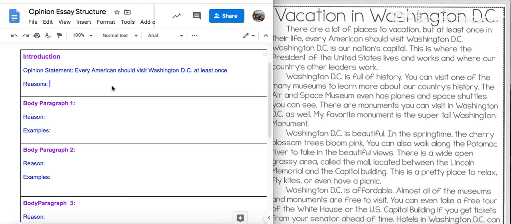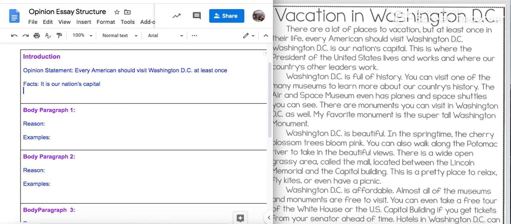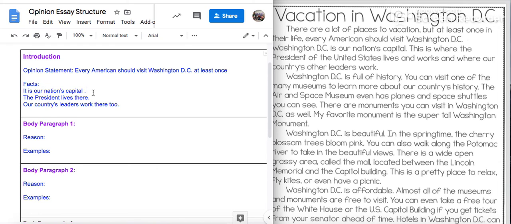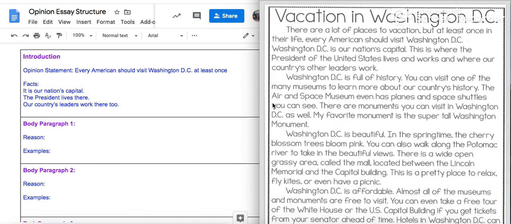Okay, and then she used not really reasons, but kind of some facts to engage the reader and make them want to read more. So she said it is our nation's capital. And she also said the president lives here. She also said our country's leaders work there too. Okay, so she used 3 statements or facts to support why she thinks every American should visit Washington, D.C. at least once. Let's read her second paragraph, which would actually be her body paragraph 1.